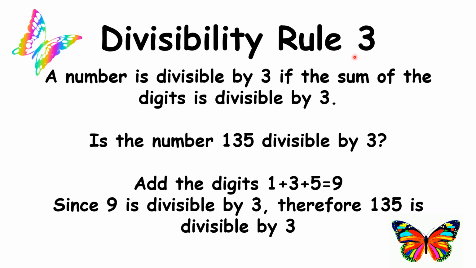Divisibility rule for 3. A number is divisible by 3 if the sum of the digits is divisible by 3. Example, is the number 135 divisible by 3? Okay, according to the rule, add the digits 1 plus 3 plus 5. And the sum is 9. Since 9 is divisible by 3, therefore 135 is divisible by 3.